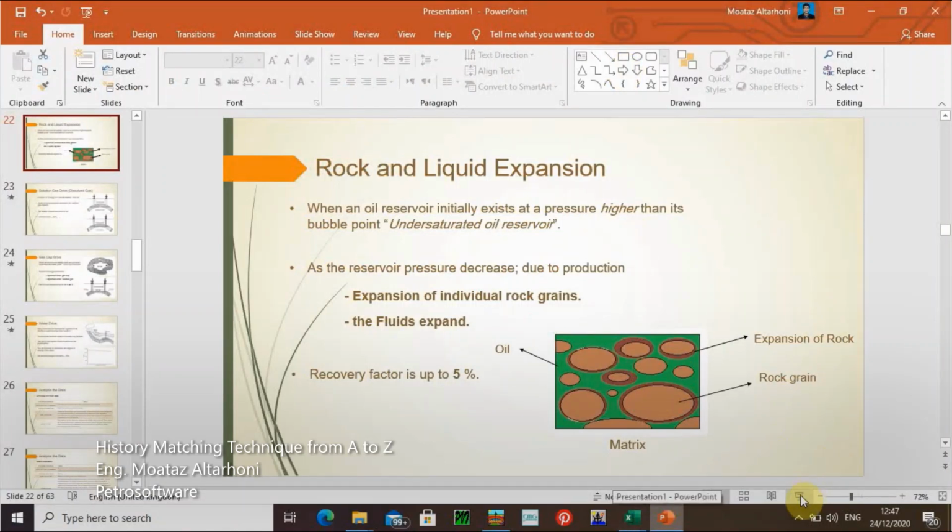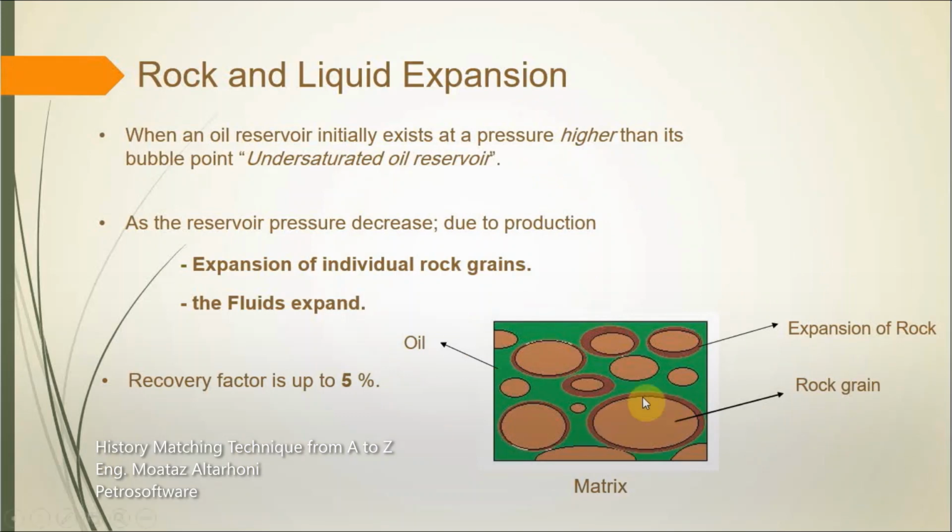But when I assume in the next case, case number 2, yes, I have an expansion of oil and water and rock, so this is more realistic than the first case. So less volume of oil will be in the reservoir because of the sum of changes in rock and water.